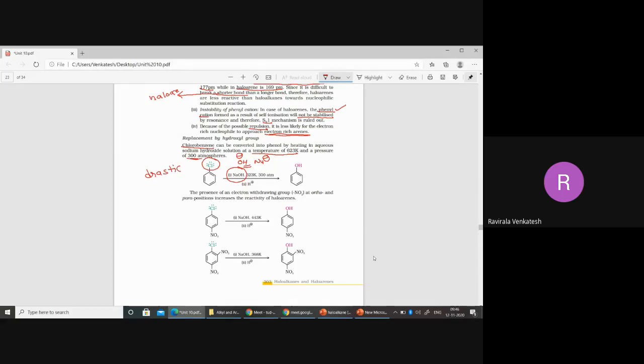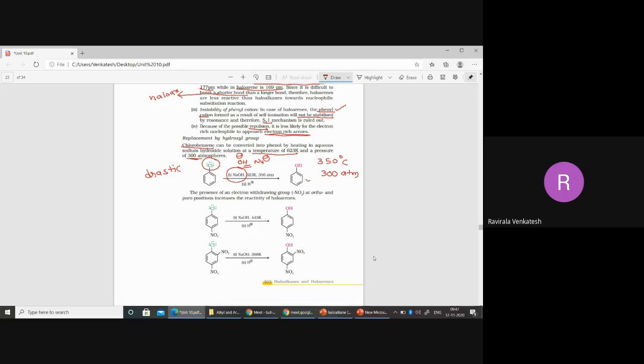That means for nucleophilic substitution reactions to take place, we need to create drastic conditions. 623 Kelvin temperature, which is almost 350 degrees Celsius, and also 300 atmosphere pressure. That indicates that nucleophilic substitution reactions are very difficult to take place on aryl halides.